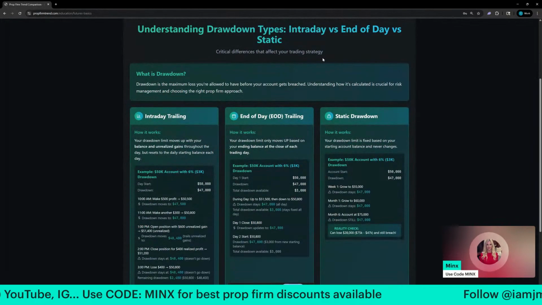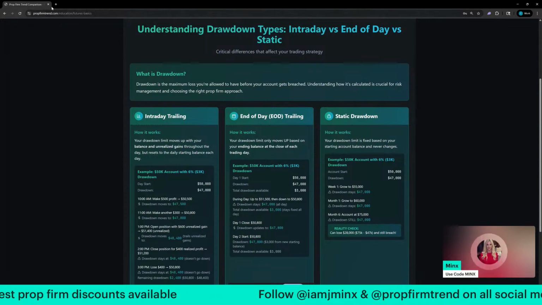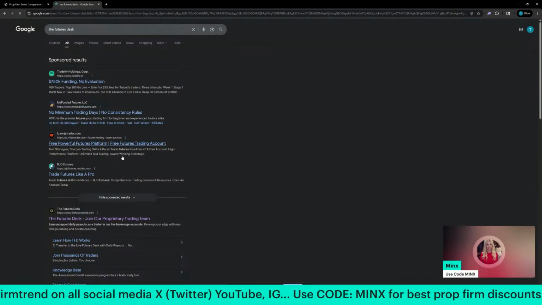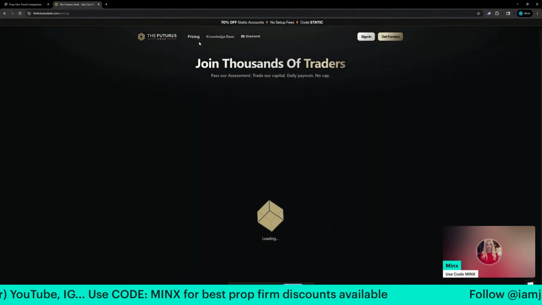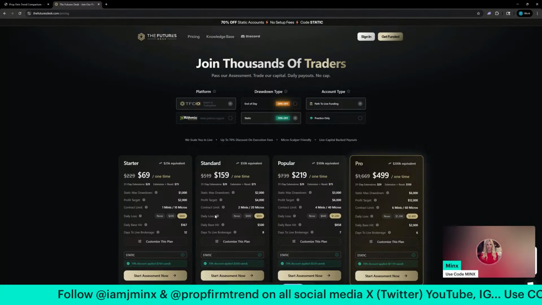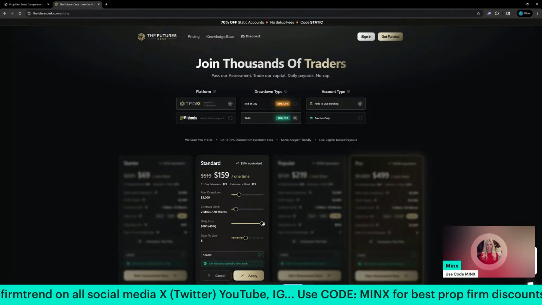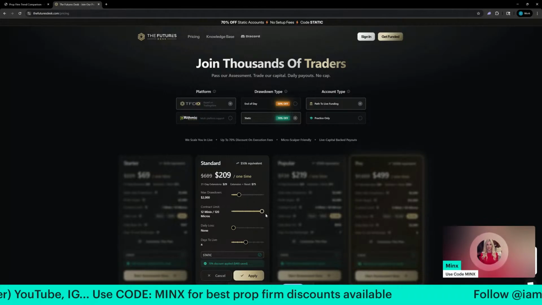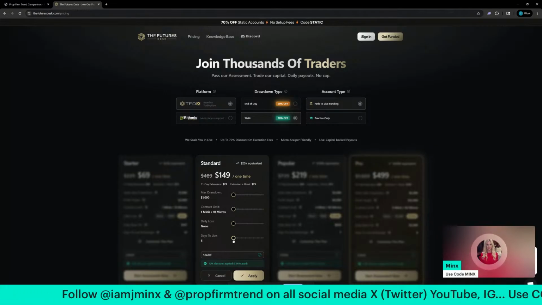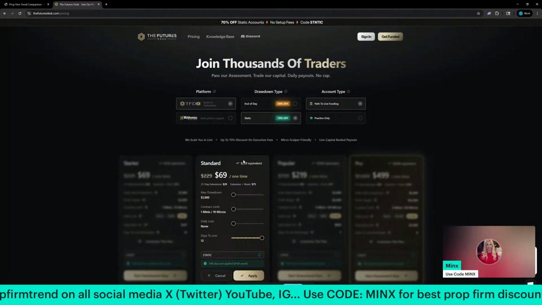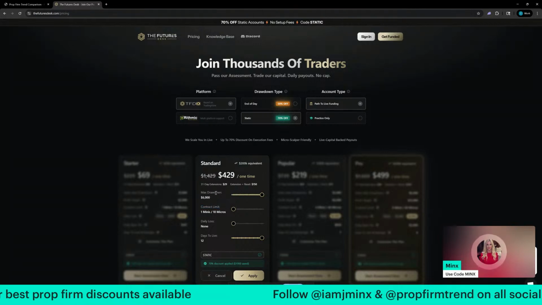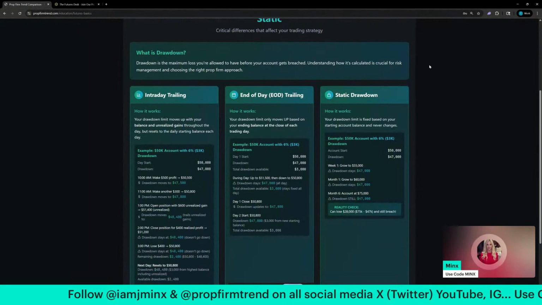So understanding the drawdown types, intraday versus end of day versus static. Oh, and actually, I'm going to show you guys a static one. So the futures desk has one of the best ones out there. Let's see, static. So you can actually customize if you want to have a daily loss or not. You can customize your contracts, how many you want, your drawdown, days to live, between 5 and 10 and 12 days. Once you pass this, then you get daily withdrawals. But basically, you can have up to $6,000 drawdown. So when I go back here, it's going to make more sense for you guys.